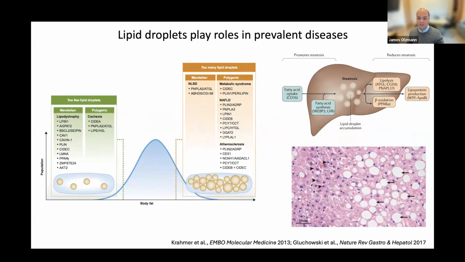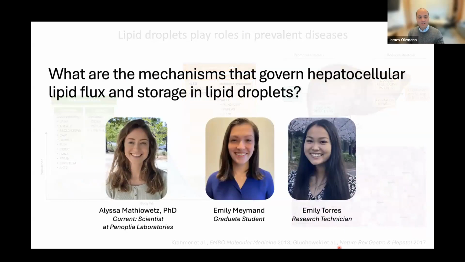And this is certainly the case in fatty liver, where you accumulate lipid droplets, and this can lead to eventual fibrosis and is a risk factor also for hepatocellular carcinoma. So we are very interested in addressing the mechanisms that govern hepatocellular lipid flux and storage in droplets.